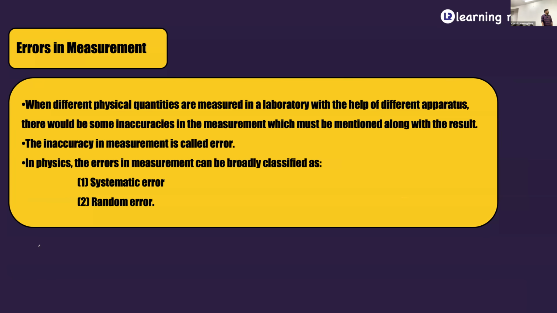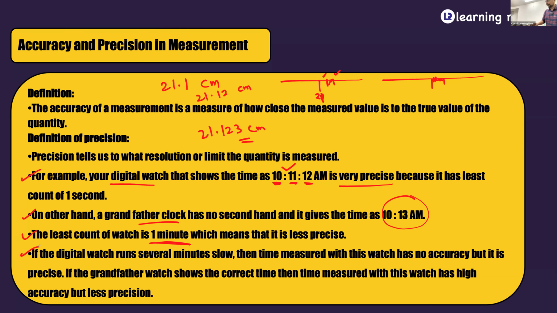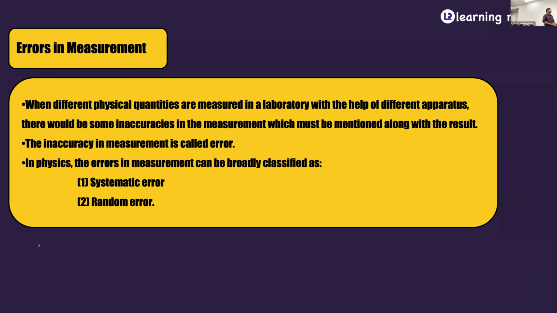Next, as I told you, this accuracy and precision is clear now. The next question is, when you take a measurement, what are the different kinds of errors that we are going to get? That's the next topic: errors in measurement. When different physical quantities are measured in a lab with the help of different apparatus, depending on the experiment, you are going to use the apparatus. There would be some inaccuracies in the measurement.